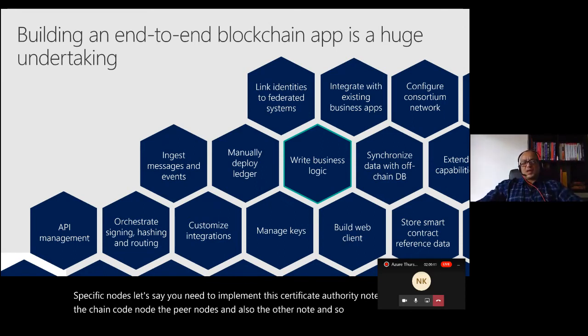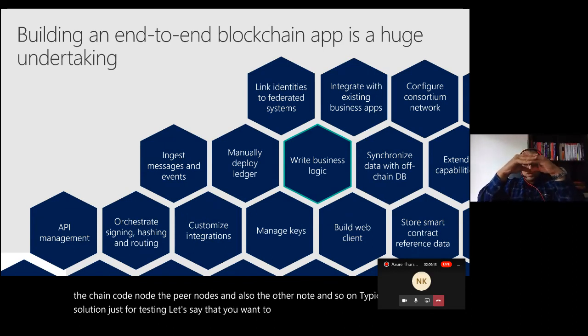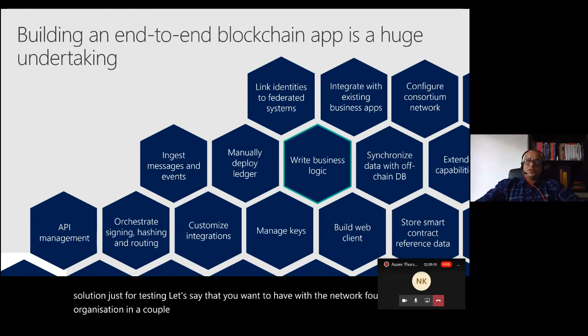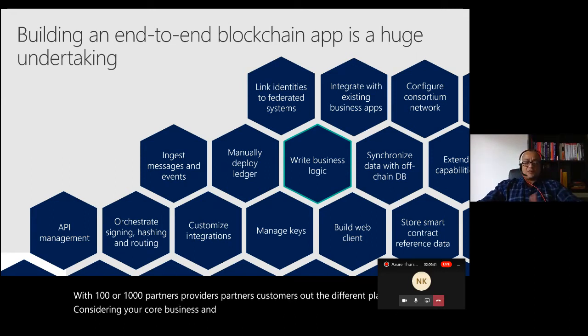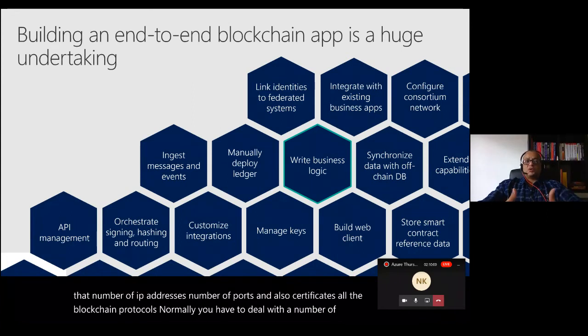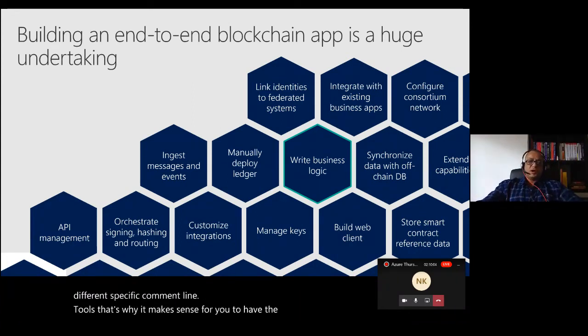A typical solution just for testing, let's say that you want to have the network founder organization and a couple of orgs, you will need something around 20 Docker containers. But let's say that you want to create a full-fledged blockchain network, a real-world one, with 100 or 1,000 partners, providers, partners, customers, all the different players considering your core business in this scenario, you will have an explosion considering the number of components that you have to manage. And not only that, number of IP addresses, number of ports, and also certificates. For all the blockchain protocols, normally you have to deal with a number of different specific command line tools.